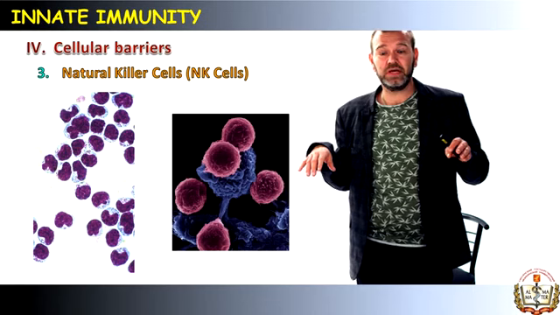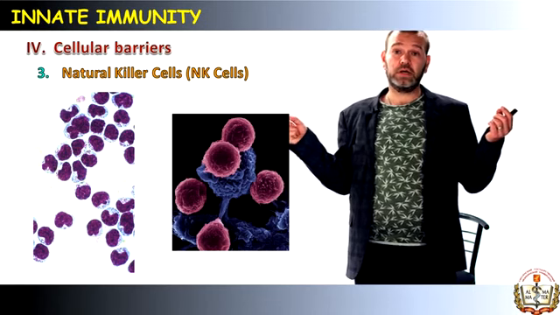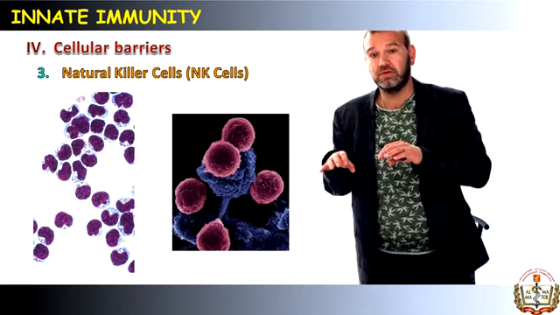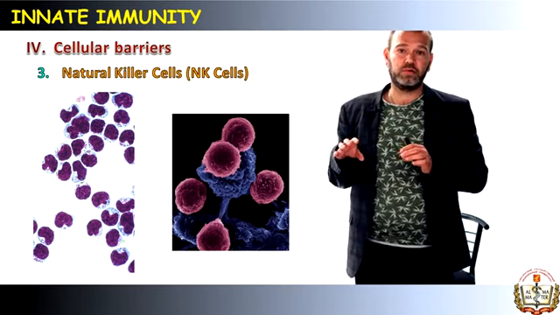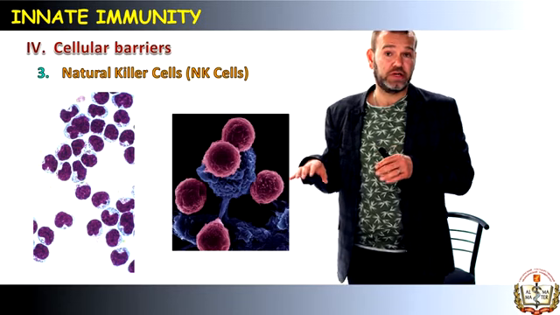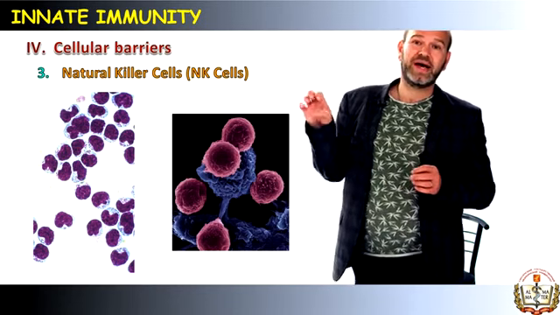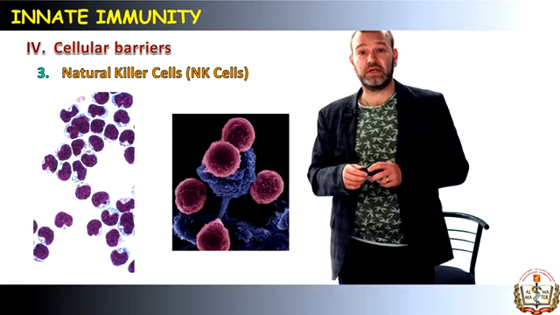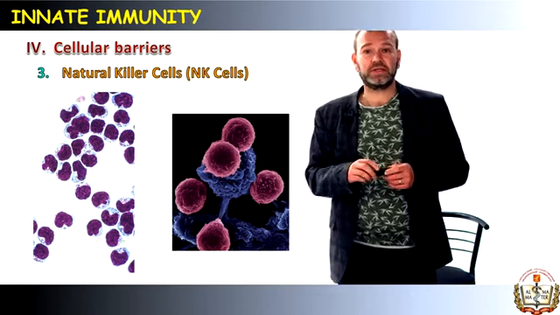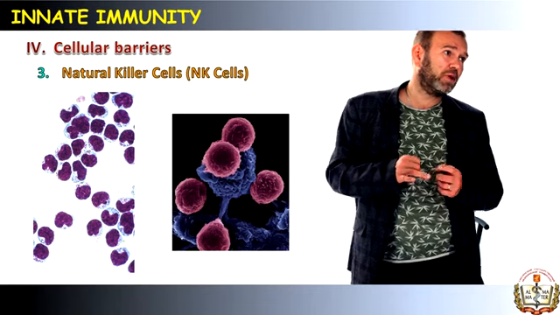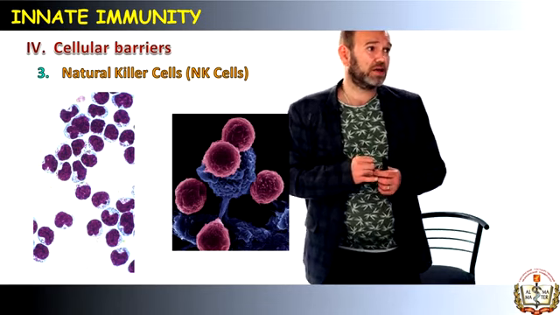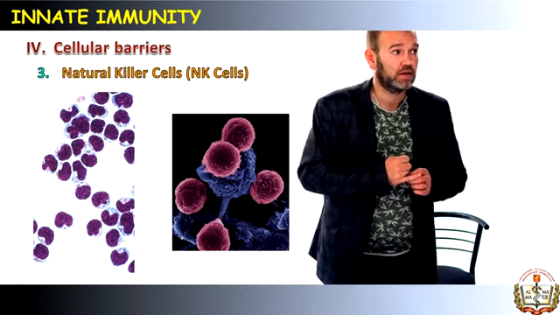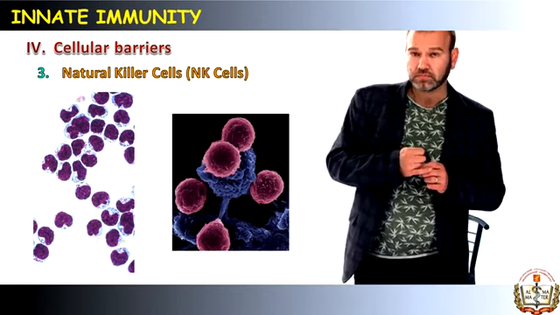Like T and B cells, and that's a difference, they are not specific to any antigen. They perform a fast response, even in the first encounter. And in contrast to cytotoxic T cells, they don't need to be activated. So NK cells are present in the spleen, lymph nodes, and bone marrow. Regularly they constitute about 5 to 10% of peripheral blood lymphocytes in humans.